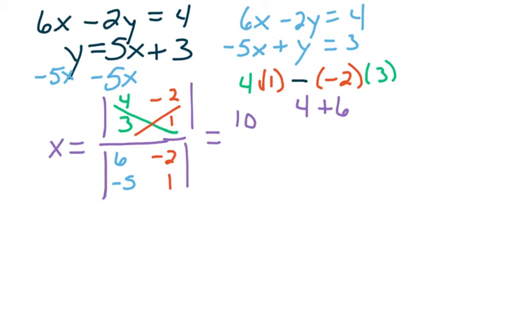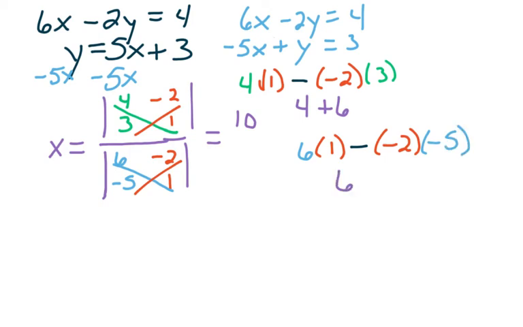On the bottom, it's the same thing. 6 times 1. Then the next diagonal is going the opposite direction, so I'm subtracting negative 2 times the negative 5. So I get 6, negative, negative, negative. An odd number of negatives will be negative. So 6 minus 10 is a negative 4.